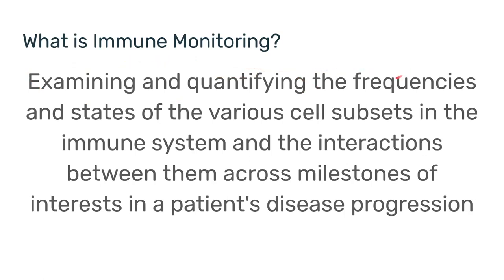The second part is the frequencies and the states of the various cell subsets. And as I mentioned, the immune system has a staggering variety of different cell subsets, different cell populations, and they have different functions and different roles in the immune system. And immune monitoring measures, first of all, how many of them we have. For example, in HIV patients, the amount of CD4 T cells eventually plummets, and also how they behave. For example, in certain disease states, such as cancer, CD8 T cells are going to be exhausted around the tumor, which means that they do not function.